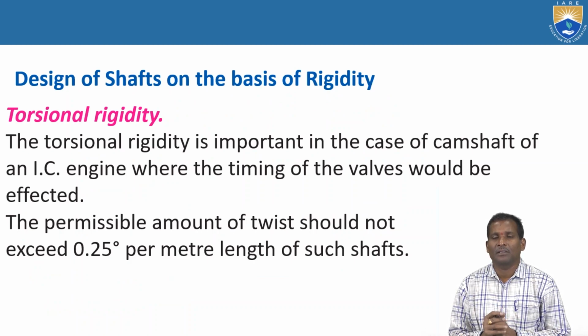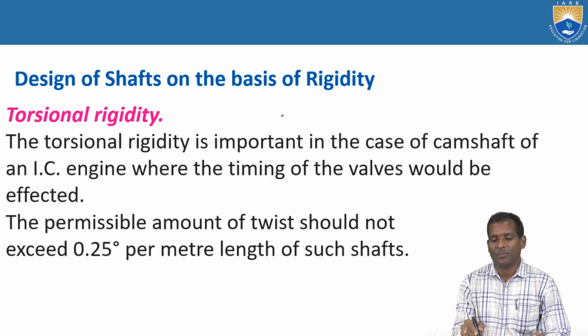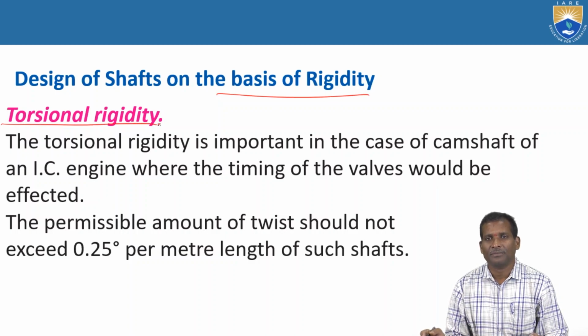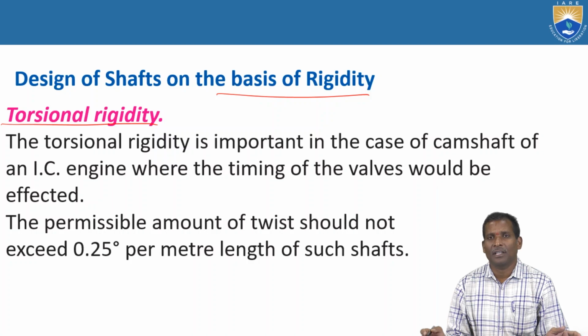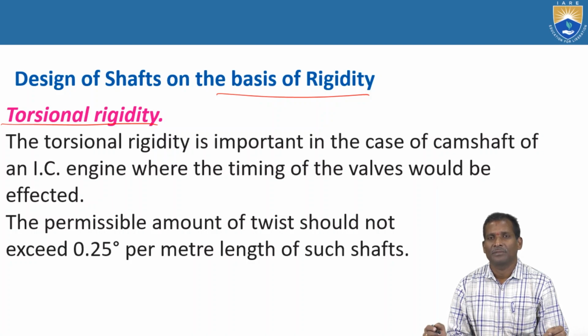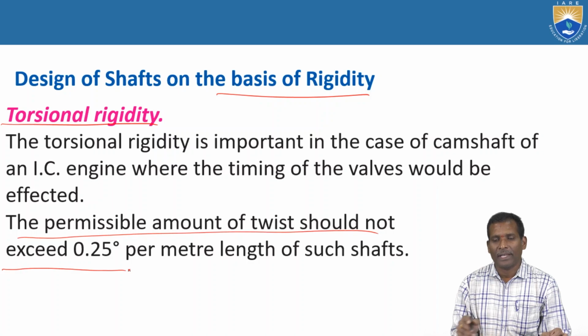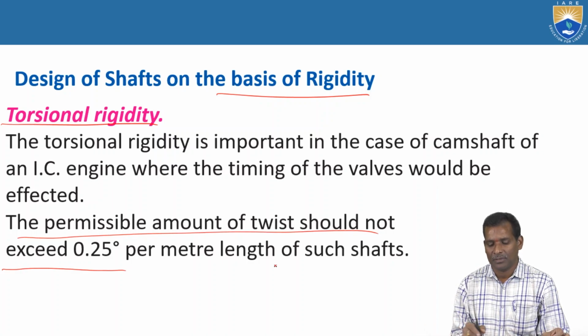Up to now we have discussed the design of shaft on the basis of strength only. Different cases are there, already we have discussed. The second one is the design of shafts on the basis of rigidity, the torsional rigidity. This type of design, torsional rigidity, is important in the case of the camshaft in an IC engine, for opening and closing the valves. This camshaft plays a very important role in automobile engines. The permissible amount of twist should not exceed 0.25 degrees for a metre length of such a shaft.